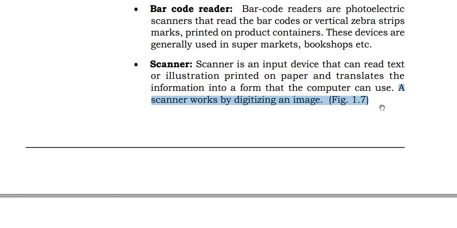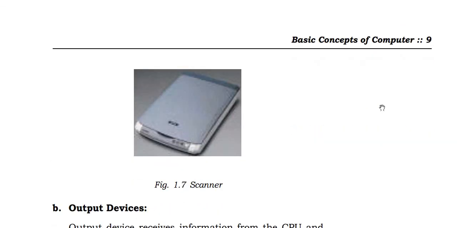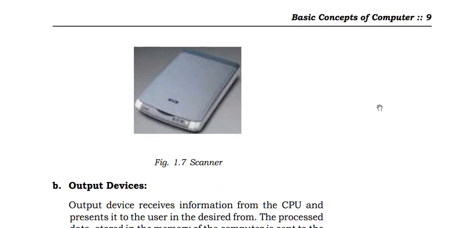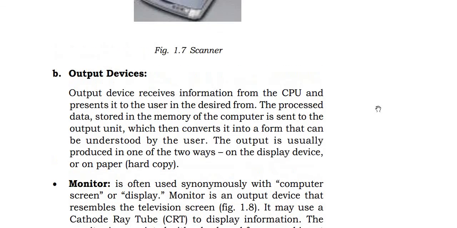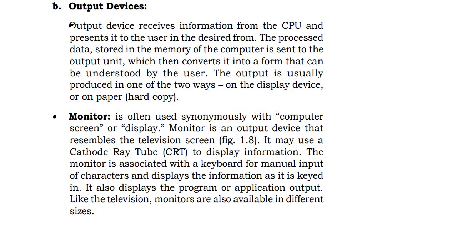Fig. 1.7. Basic concepts of computer, 9. Fig 1.7, Scanner. B. Output devices. An output device receives information from the CPU and presents it to the user in the desired form. The processed data, stored in the memory of the computer, is sent to the output unit, which then converts it into a form that can be understood by the user.